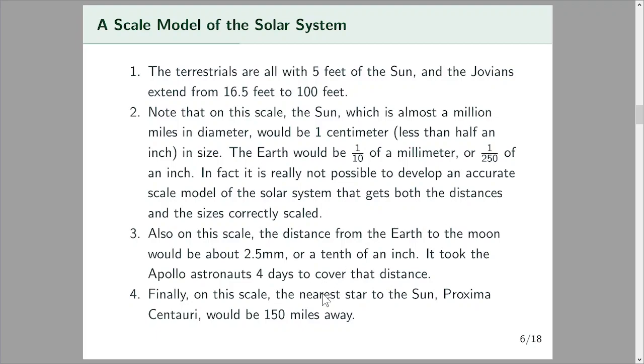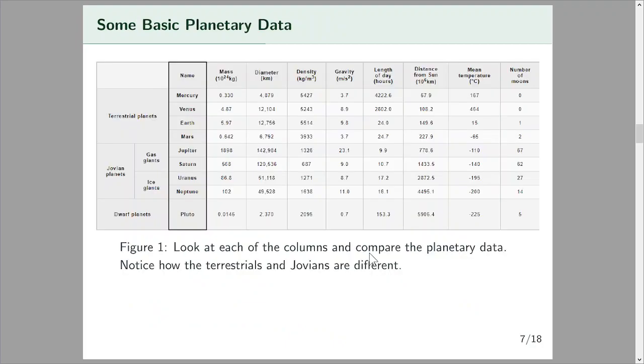Finally, on this same scale, where the distance from the Earth to the Sun is a meter, the nearest star to the Sun, whose name is Proxima Centauri, would be 150 miles away. So people talk about how long it would take to travel to the nearest star. Even just the nearest one, it would be an extremely long distance, and an extremely long time to travel it.